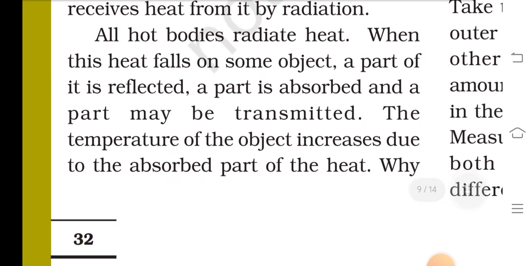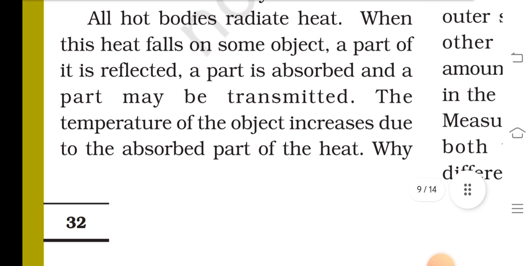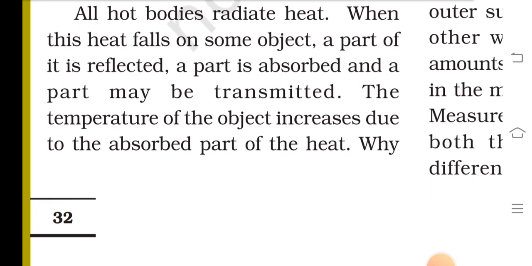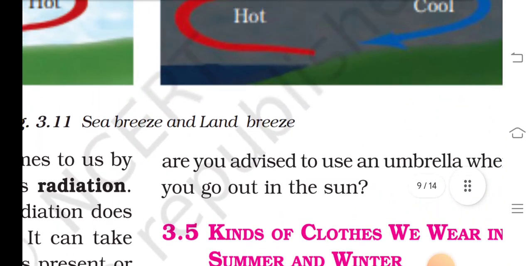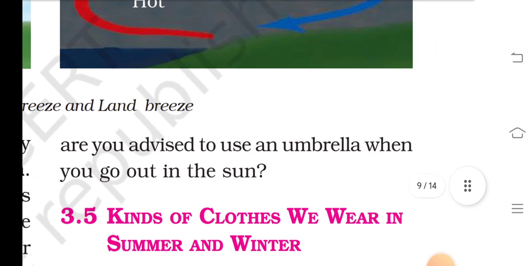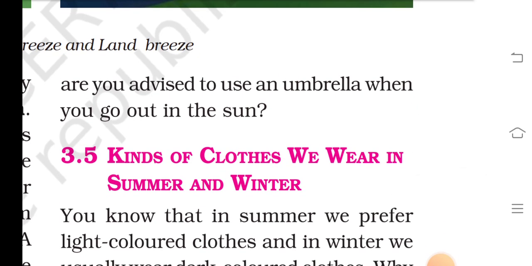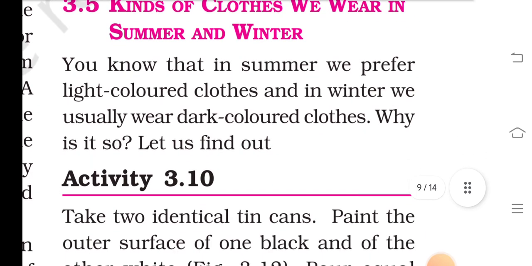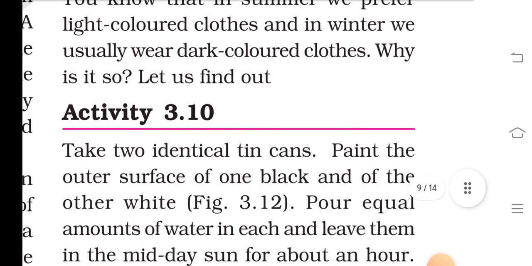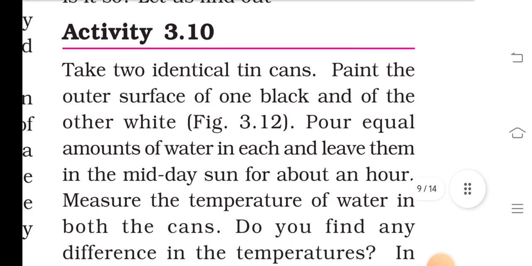When this heat falls on some object, a part of it is reflected, a part is absorbed, and a part may be transmitted. The temperature of the object increases due to the absorbed part of the heat. Why are you advised to use an umbrella when you go out in the sun? Think about the kind of clothes we wear in summer and winter. You know that in summer we prefer light colored clothes, and in winter we usually wear dark colored clothes. Why is it so? Let us find out.